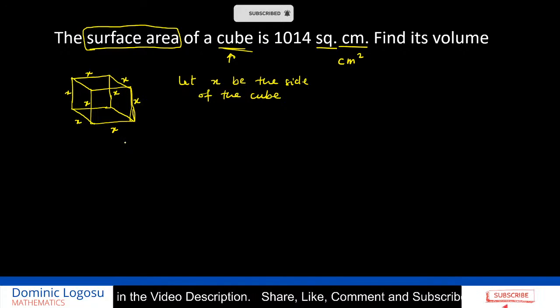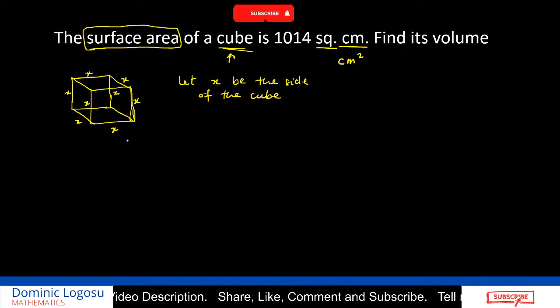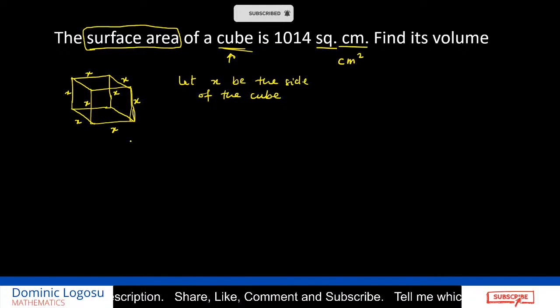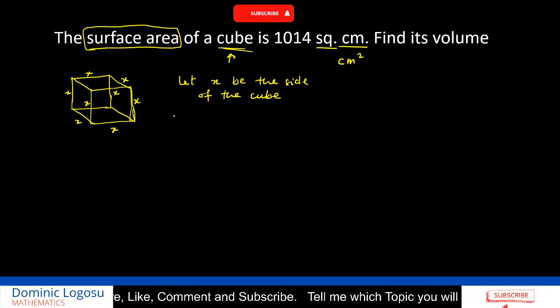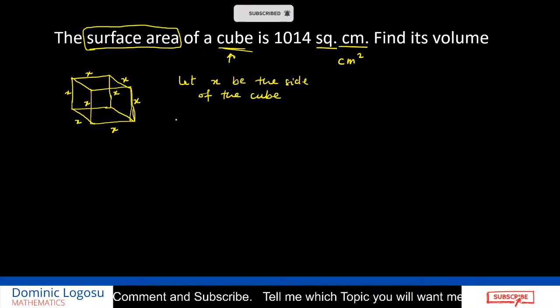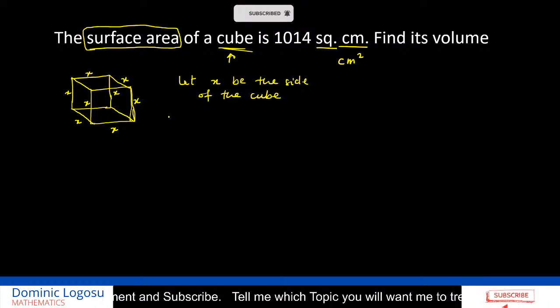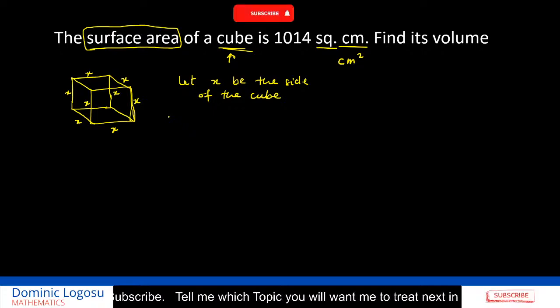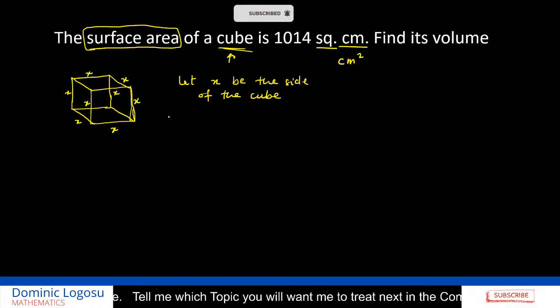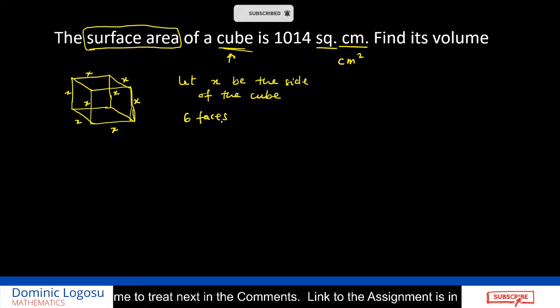Now we want to count the number of squares that produce the surface area of a cube. The number of squares that are joined together to produce the surface area of a cube will be the number of faces that make up a cube. And the number of faces that make up a cube, we have what? 6 faces. So if we have 6 faces, one face is actually a square.